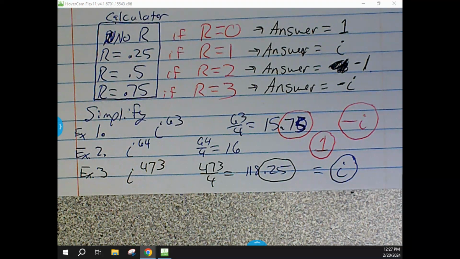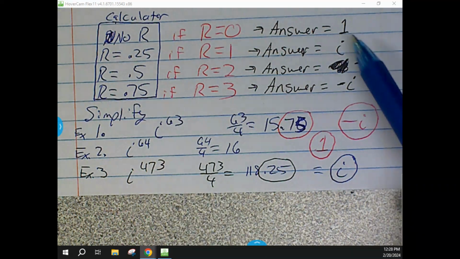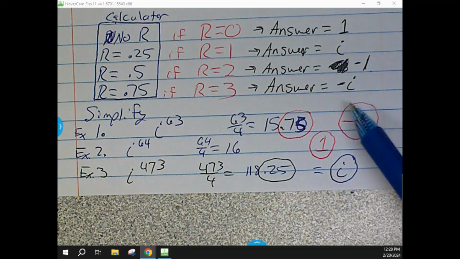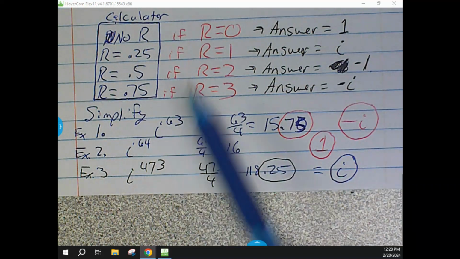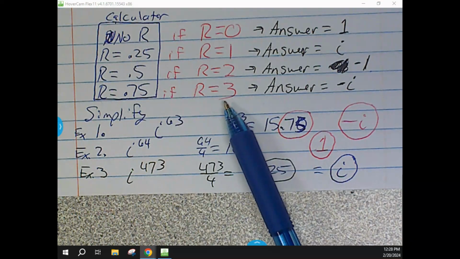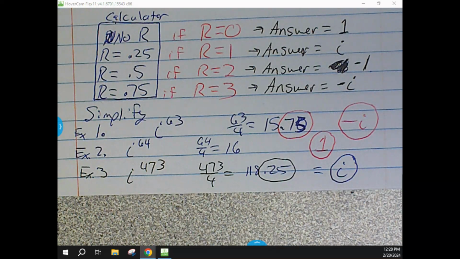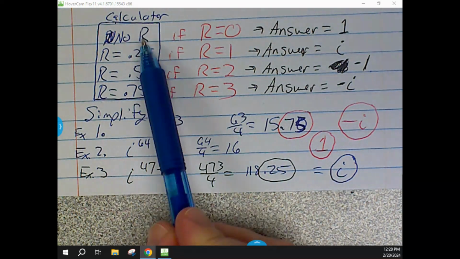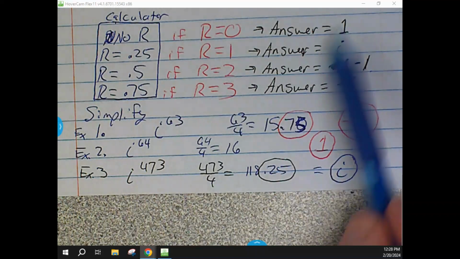Okay, and so for those, that's all it is. It gives you a number, take the exponent, divide it by 4, and it's going to be one of these 4 answers. It's either 1, i, -1, or -i, and all that just depends on the remainder. Again, if you do it by hand, this is the remainder you're looking for, but let's be honest, everybody's going to be using a calculator. So based on what that remainder is, that's what your answer is going to be.